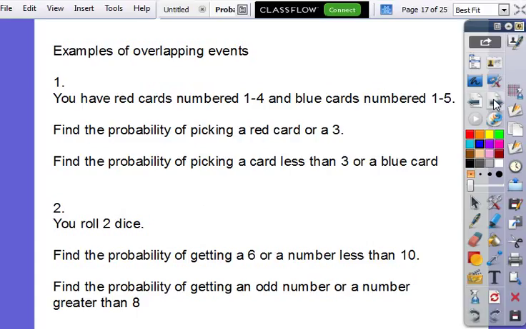Roll 2 dice. Probability of getting a 6 or a number less than 10. Well, I can get a 6, right? Or I can get a number less than 10, right? Or if I roll a 6, what is that? It's less than 10. All right.